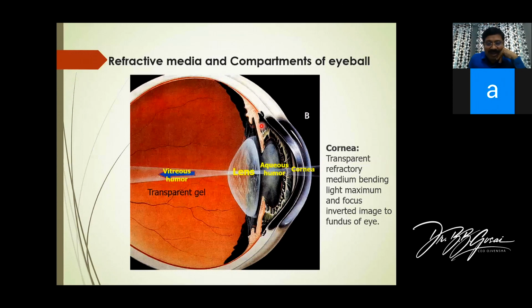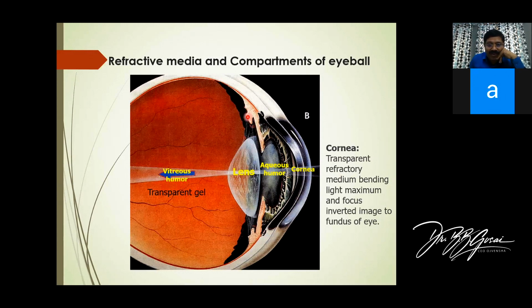Okay, let me explain in this one, because this is the complete picture. That one is halfway, so sometimes you get confused. Let's see here. This is the cornea, right? This is the cornea. This is the lens, and this is the iris.